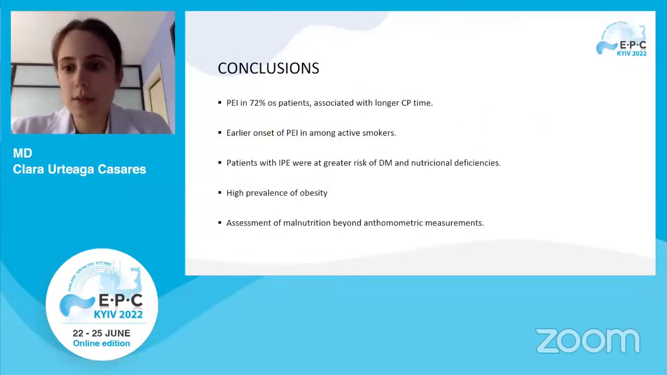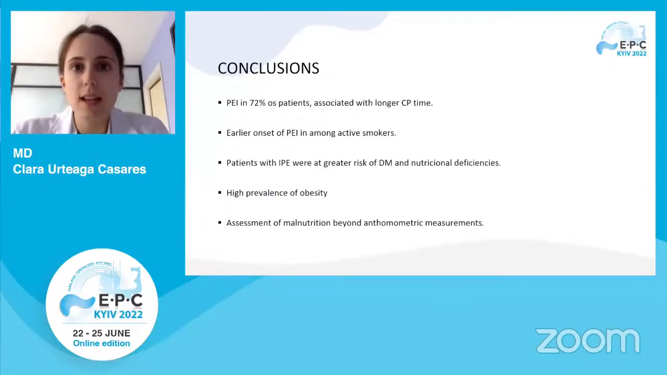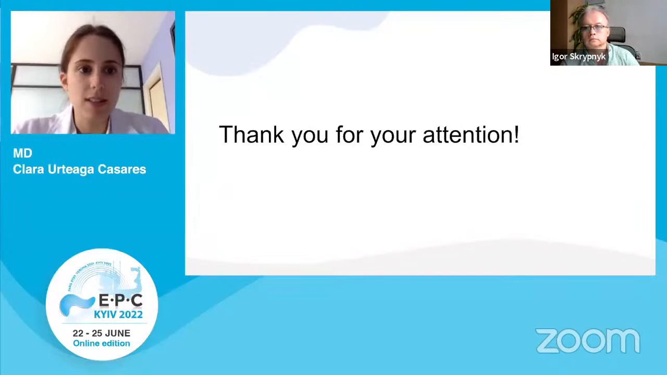So, as conclusions, we found that PEI was present in 62% of patients, and it was associated with a longer evolution time of chronic pancreatitis. That apart from being related to a toxic metabolic etiology, its onset was earlier in active smokers. That patients with PEI were at greater risk of diabetes and nutritional deficiencies, and we found a high prevalence of patients who were overweight or obese. And just remind that the assessment of malnutrition has to go beyond anthropometric measures. So thank you very much for your time and your attention.